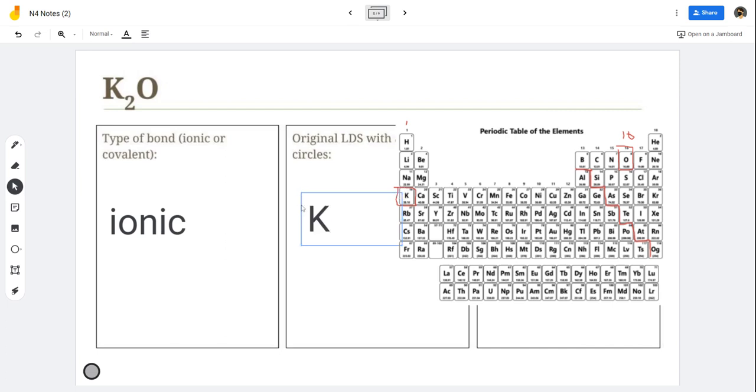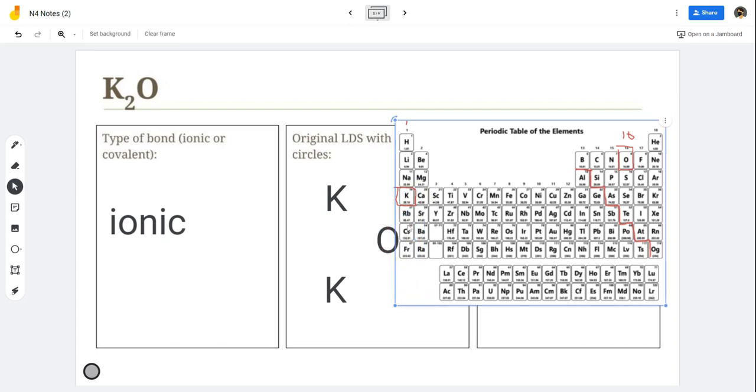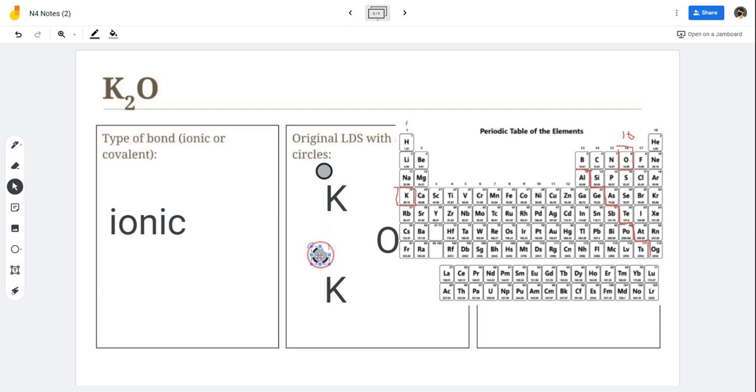And then we need to draw Lewis dot structures for 2 potassium atoms and 1 oxygen atom. You can see that because potassium is in group 1, it's going to have just 1 valence electron on each potassium, and then oxygen is in group 16, and so that means it's going to have 6.